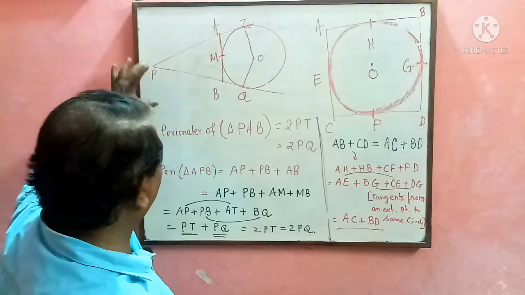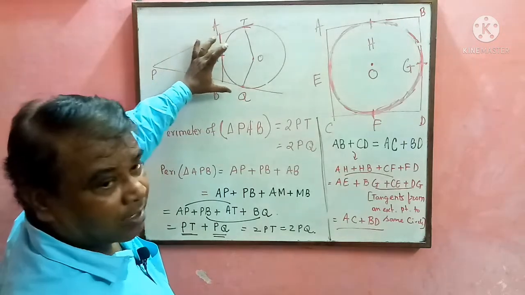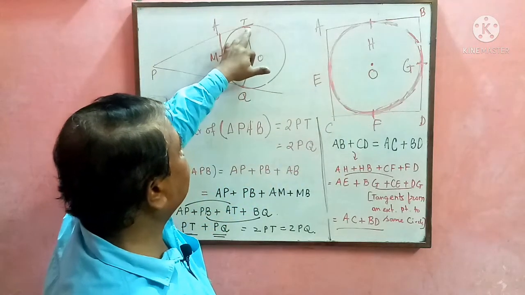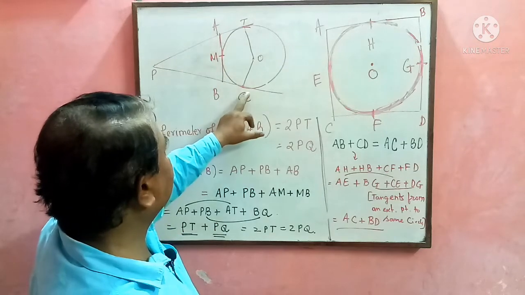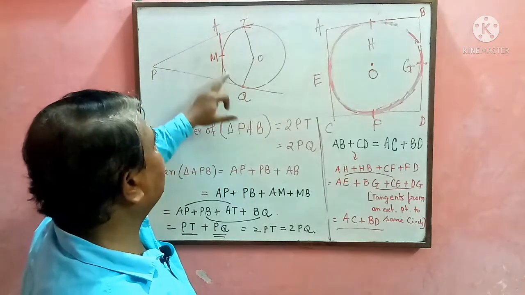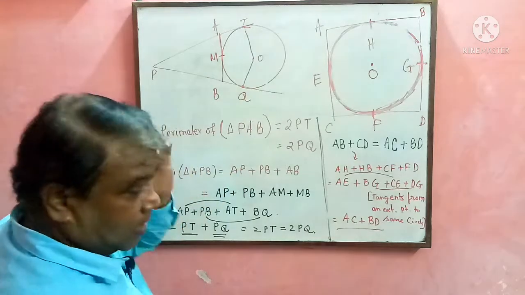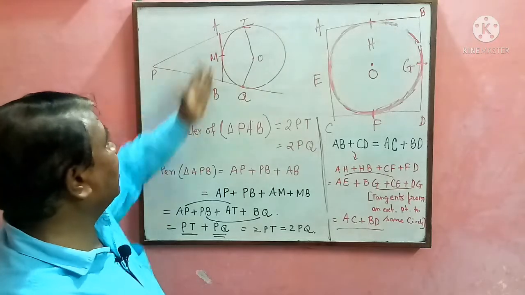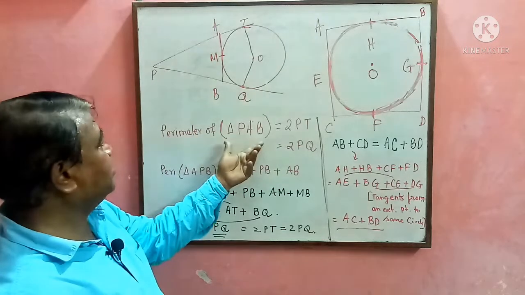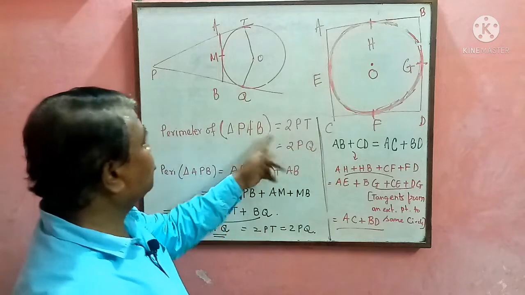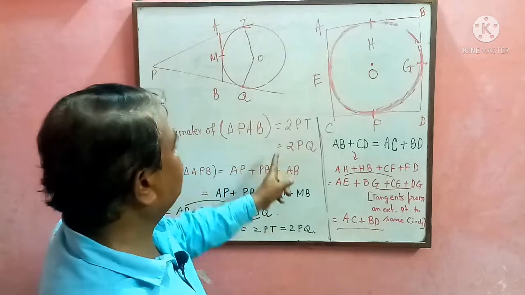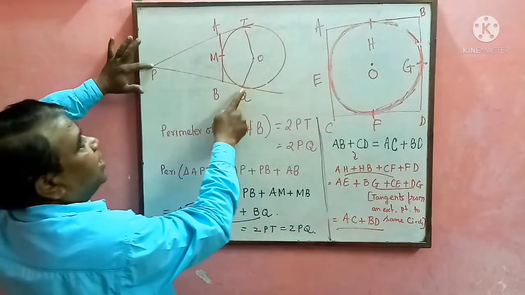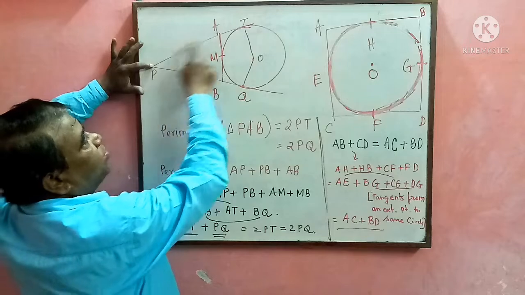This triangle, its sides are externally touching the circle. Like if you produce this PA, it will touch here at T. If you produce this PB, it will touch at Q, and this side is also touching at M. So definitely we will face this question: perimeter of APB is twice of either PT or PQ, because PT and PQ, these two tangents, are equal from an exterior point to the same circle.